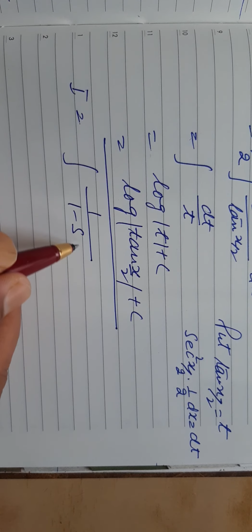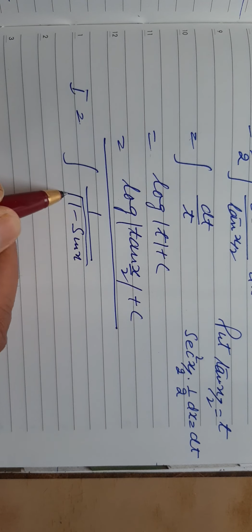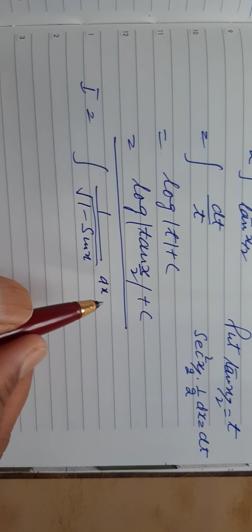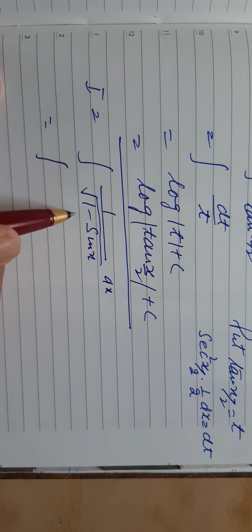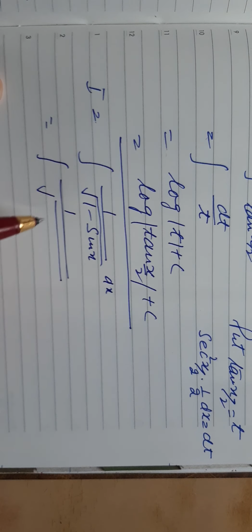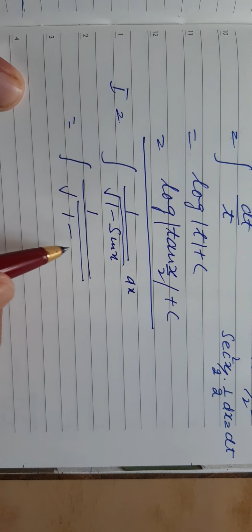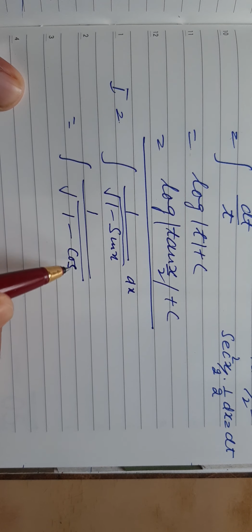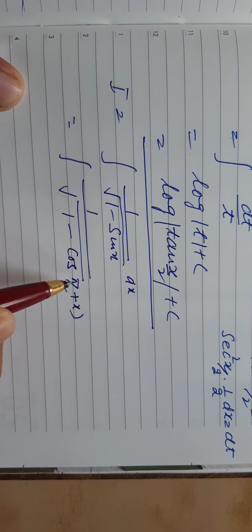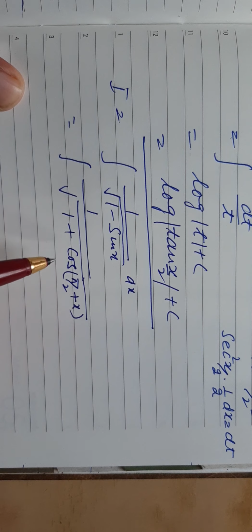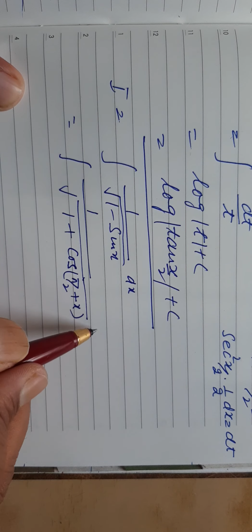And one more question we have solved here: I is equal to the integration of 1 upon under root 1 minus sin x dx. We have already done this by rationalizing it and then solving it. What we do here is another method: 1 minus, and sin x can be written as cos 90 plus theta. Cos 90 plus theta is minus sin theta.